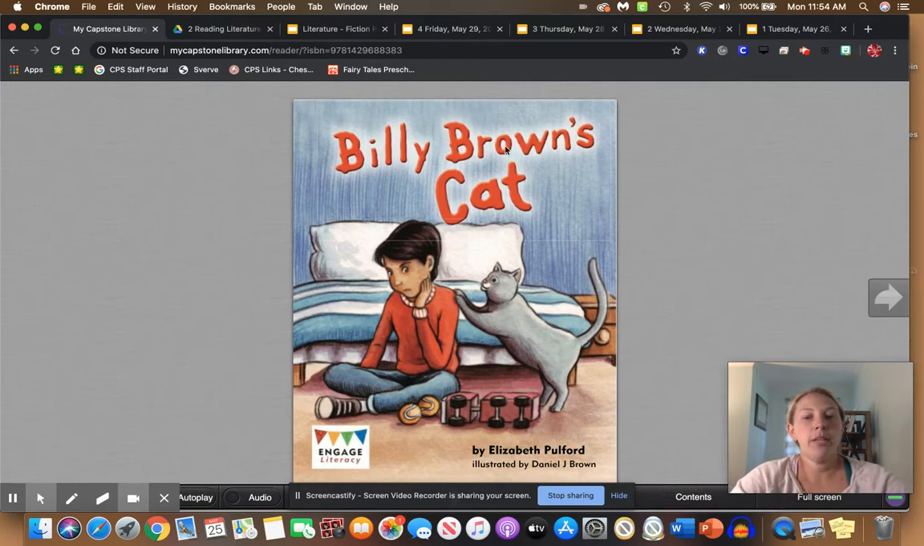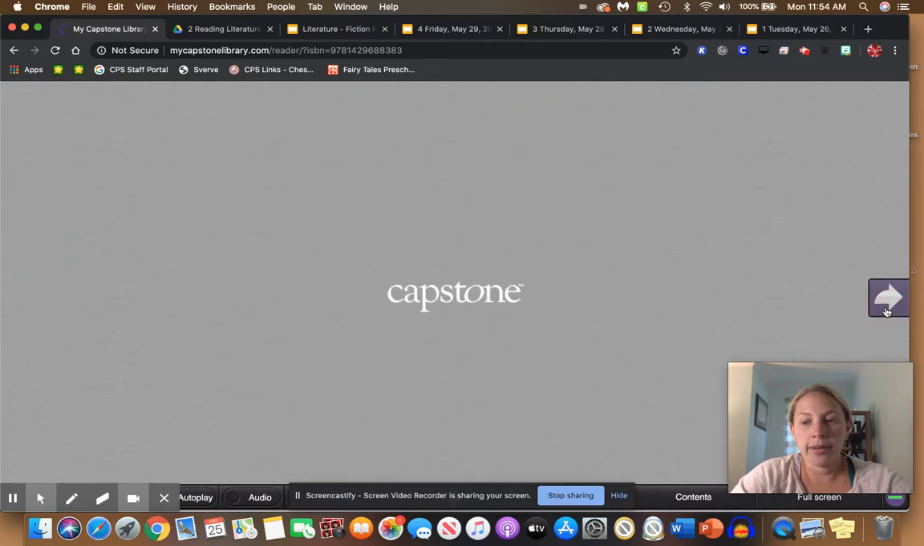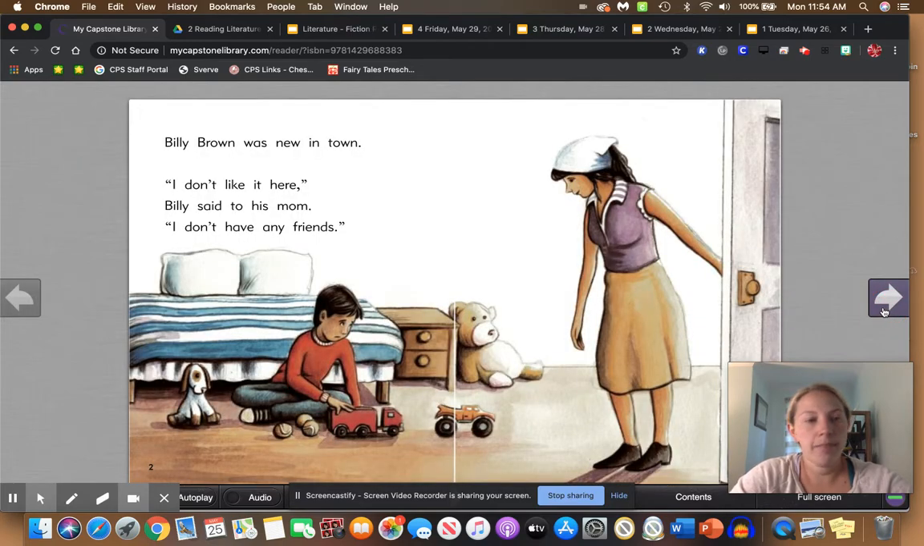It's called Billy Brown's Cat by Elizabeth Pulford and illustrated by Daniel J. Brown. You may have read this one. It's in our Capstone library.